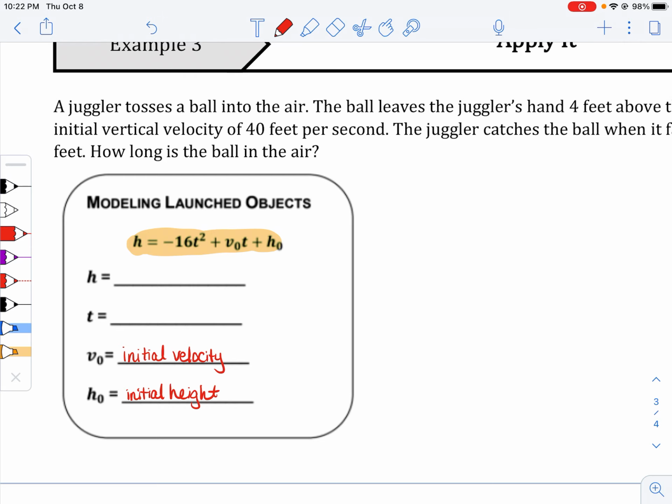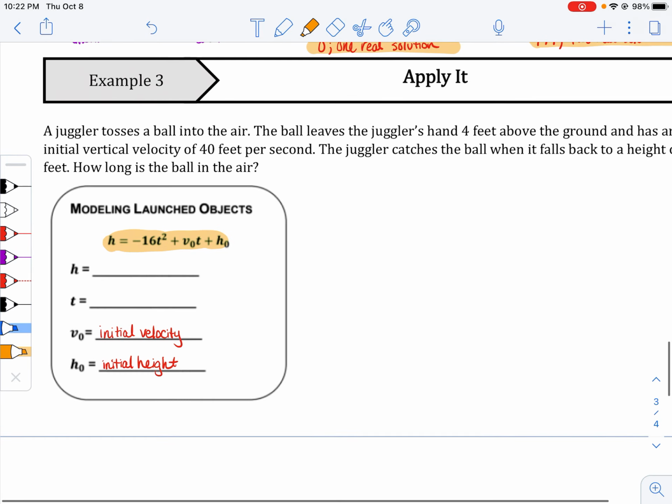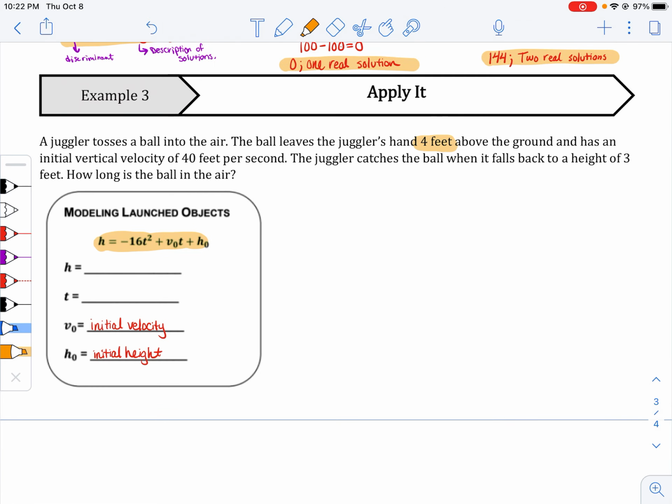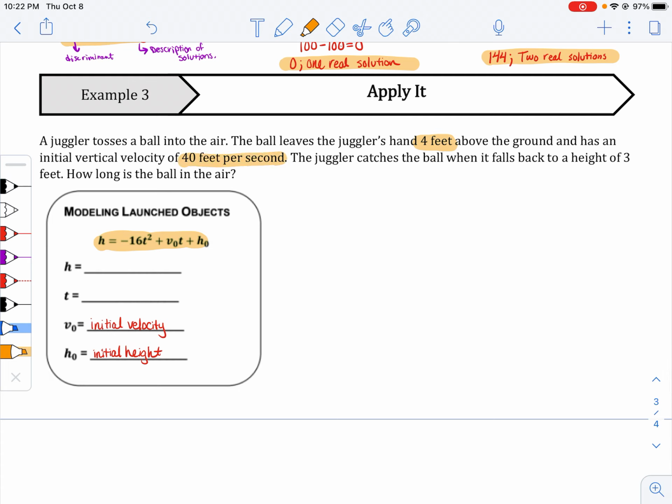So we can plug these in then, and they gave us some of these. They say that the ball leaves the juggler's hand 4 feet above the ground, has an initial vertical velocity, and I guess I should say I just put velocity, but we're talking about vertical velocity, 40 feet per second. Juggler catches the ball when it falls back to the height of 3 feet. So what do I know here? I know my h, that's 3 feet. My initial height is 4 feet. And then my vertical velocity is 40 feet per second. So I can fill in these values. So initial velocity is 40, initial height is 4, and my final height is 3. So obviously I'm looking for my t, and that's what it asks for. It asks for how long is the ball in the air.